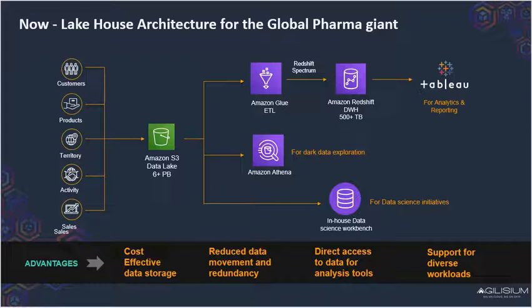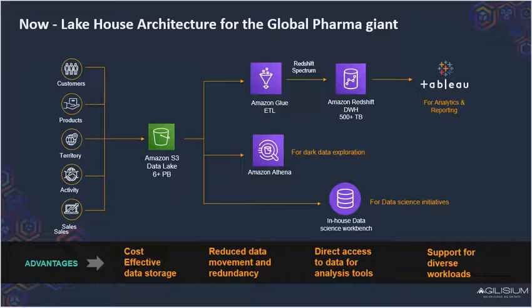This helped us address a lot of the business use cases related to data sciences and advanced analytics. We were able to have SageMaker and Comprehend on top of S3 to implement some data sciences use cases. We had Athena for our data explorations. We had Redshift for our final executive level dashboarding through Tableau.